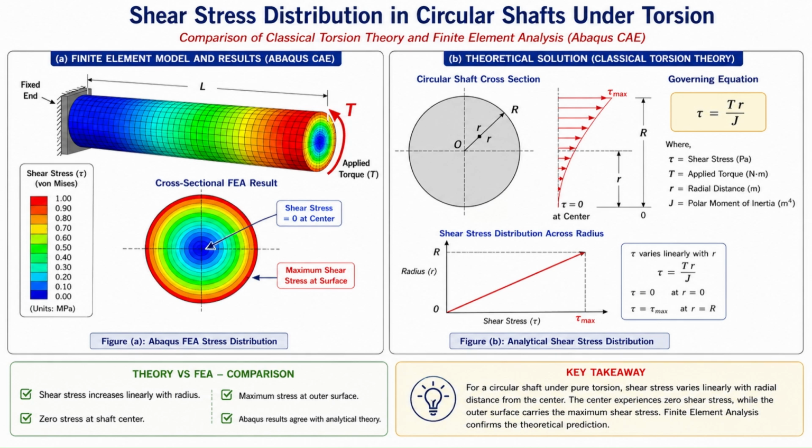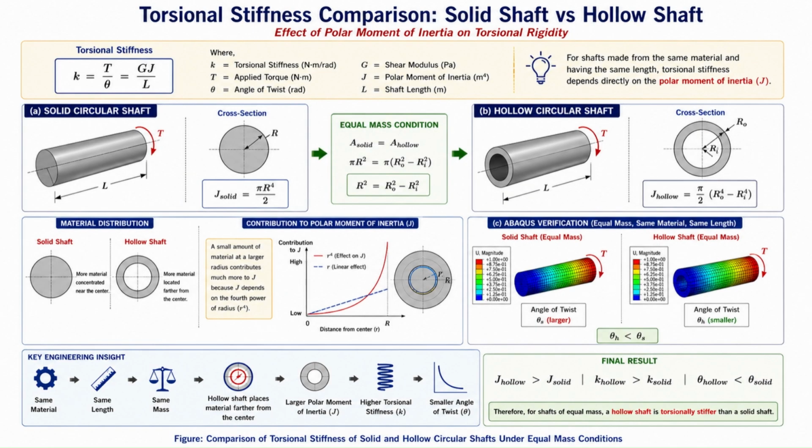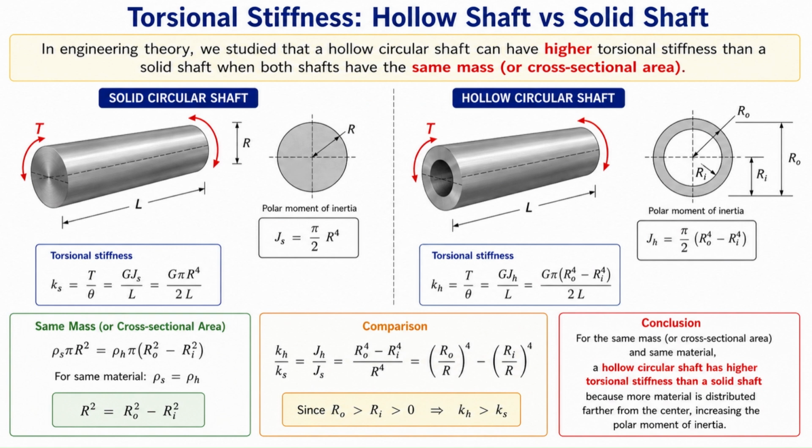In the last video, we verified the stress distribution on a circular rod subjected to torsion. In this video, we will compare the torsional stiffness of a solid and hollow rod of same mass. In engineering theory, we studied that a hollow circular shaft can have a higher torsional stiffness than a solid shaft when both the shafts have the same mass or same cross-sectional area.